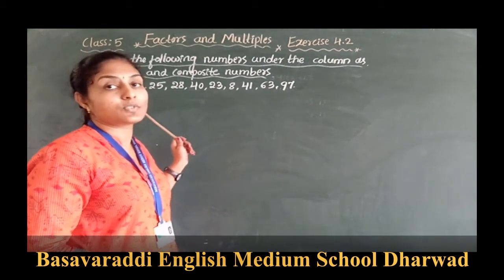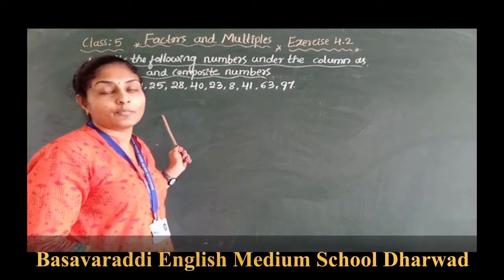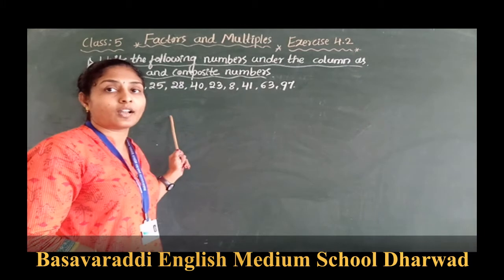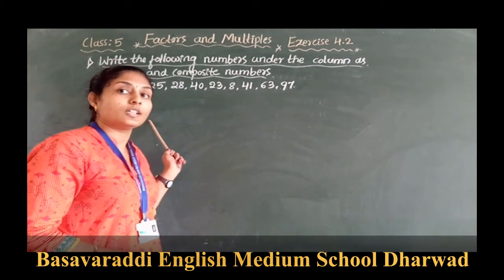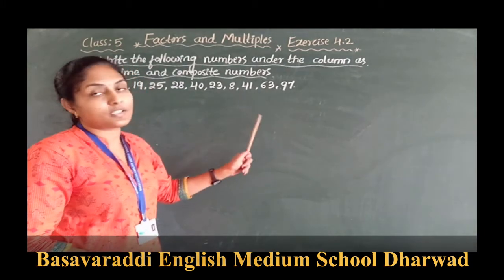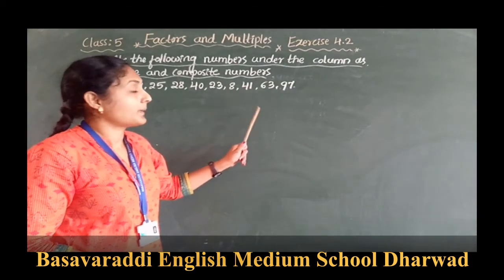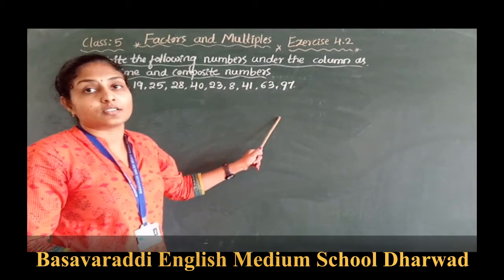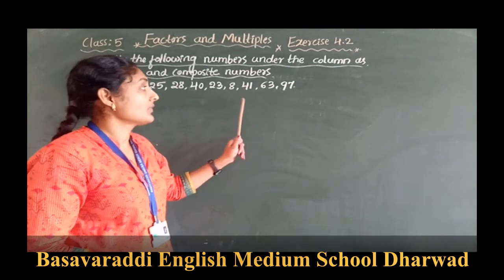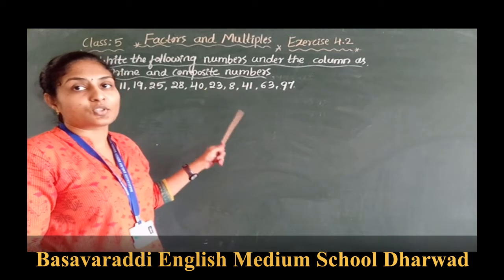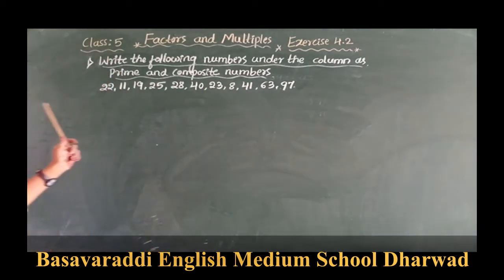Yes, recall yourself, children. What is a prime number? It is a number that has only two factors, one and itself. That is called a prime number. So what is a composite number? A number that has more than two factors is called a composite number. Okay, next.